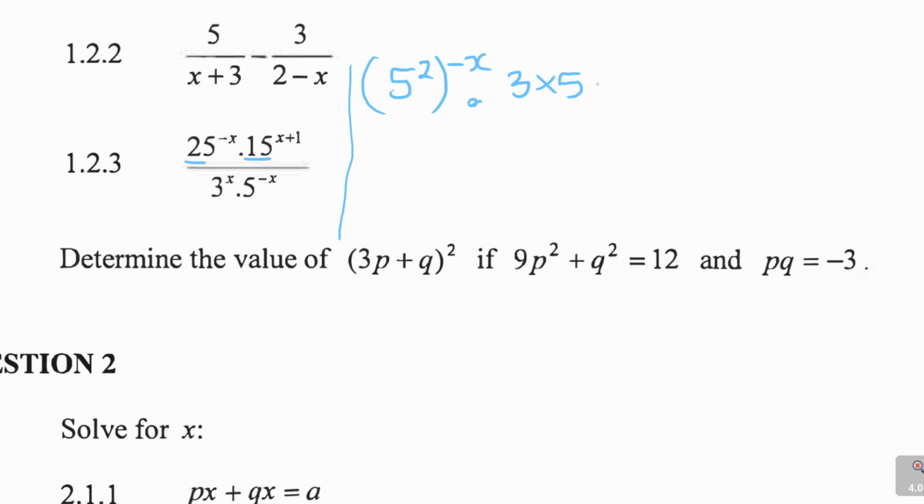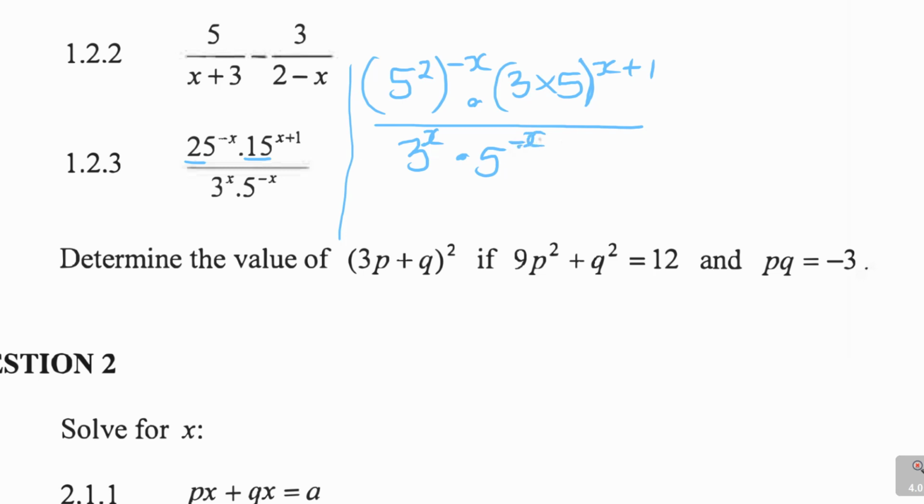But look at this, be very careful. If you write it like this, x plus 1, you have already made an error. You have lost the game here. Why? Because x plus 1 now looks as if it's only affecting 5. What you're supposed to do, just like what I did on the first one, is always put brackets. That will help you a lot. Don't forget the brackets. Over 3 to the exponent x, times 5 to the power negative x.